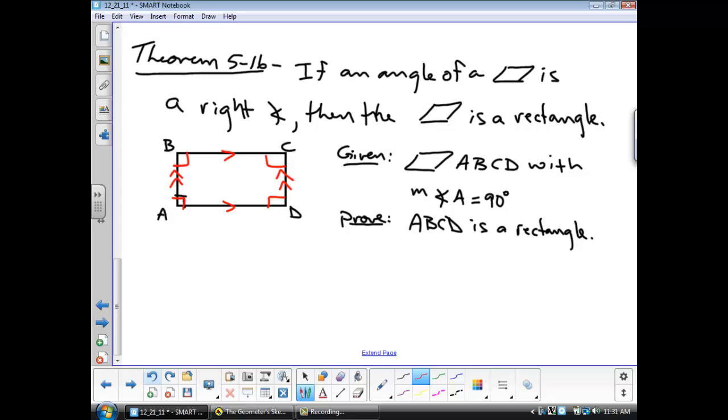So putting this into words then. Since ABCD is a parallelogram with angle A of 90, and since same side interior angles of parallel lines are supplementary, and opposite angles of a parallelogram are congruent, then angle B would have to be 90, and also angles C and D would have to be 90.